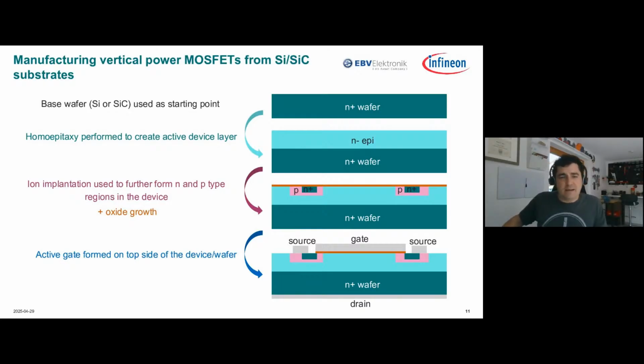Then we do some ion implantation, not adding any material, just changing the material that's N- epi to become P-type or N+ type. Then we apply some oxidation steps to create the oxide for the MOS capacitor, and then we add the gate, source, and drain metal. Now notice a couple things here. One is that we have gate and source at the top of the chip, or the top of the wafer where this is grown, and then drain at the bottom.